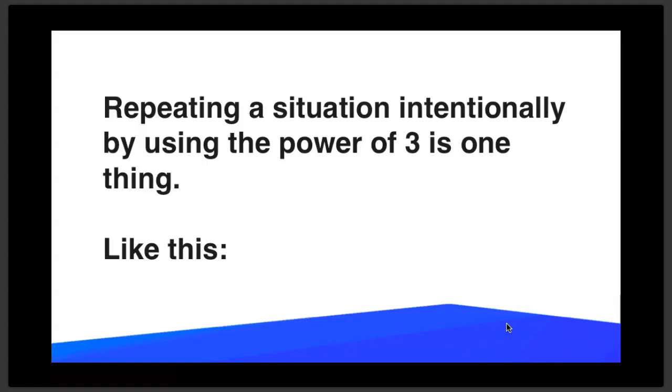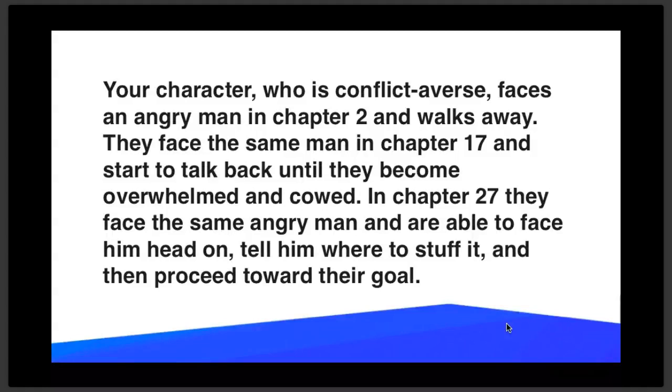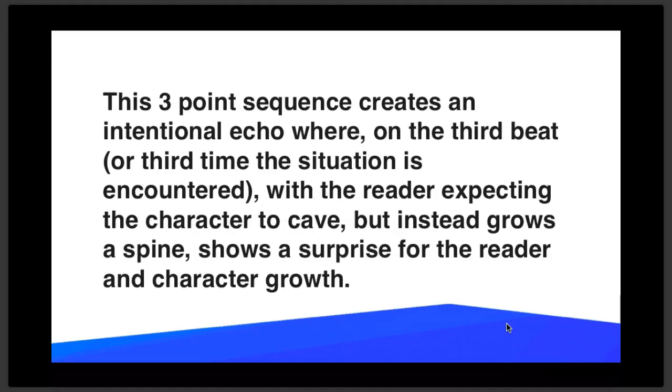Okay, repeating a situation intentionally by using the power of 3 is one thing, like this. Your character, who is conflict averse, faces an angry man in chapter 2 and walks away. They face the same man in chapter 17, and they start to talk back until they become overwhelmed and cowed. But in chapter 27, they face that same angry man or an angry situation and are able to face him head on, tell him where to stuff it, and then proceed toward the goal. That's bam, bam, bam. You're using the power of 3. The 3-point sequence creates this intentional echo, where on the third time the situation's encountered, the reader is expecting the character to cave, because you've raised that as a question.